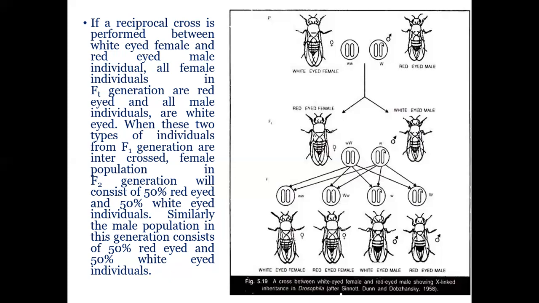So the gene for white follows exactly the transmission of the X chromosome. According to this, Morgan concluded that this gene is carried in the X chromosome.